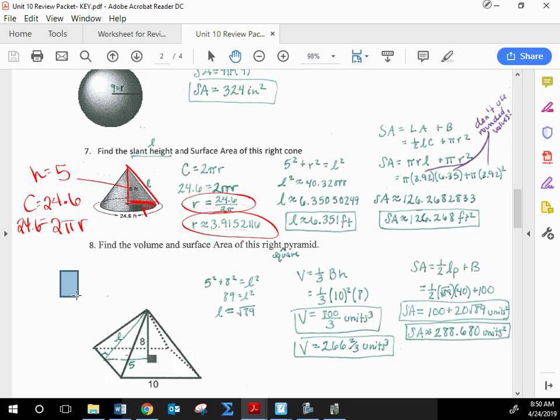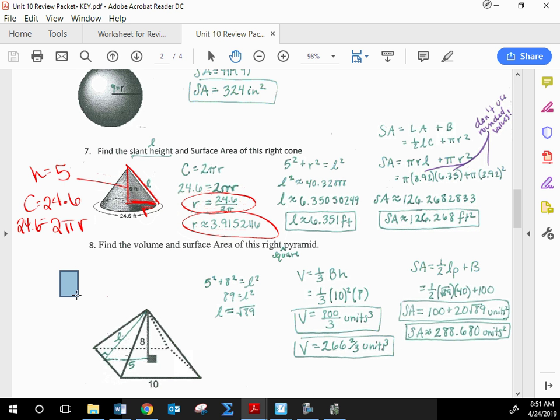Questions with number 7? These are good types of questions that you'll see on the assessment, on the test, where you have to figure out which equation you need to use to solve for an unknown value that will allow you to find what they're asking for. So to find r, did you need to divide by pi? Yeah, so it's 24.6 divided by 2 pi. Oh. Yeah, we didn't have a pi with it, so it's about this. Other questions with 7?